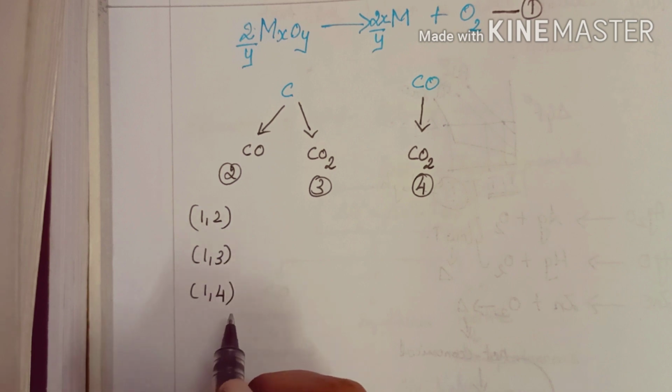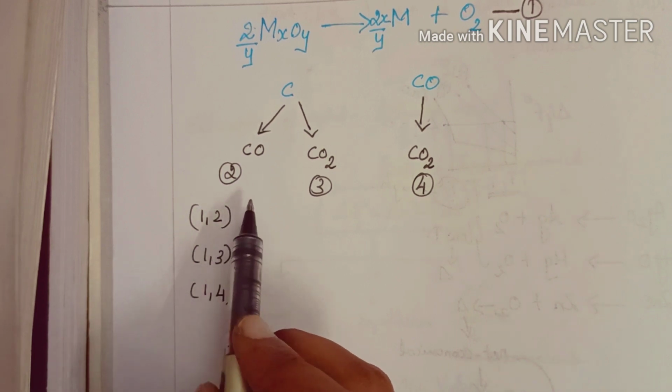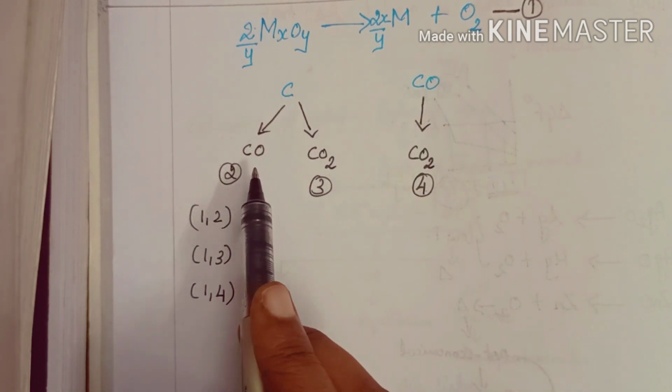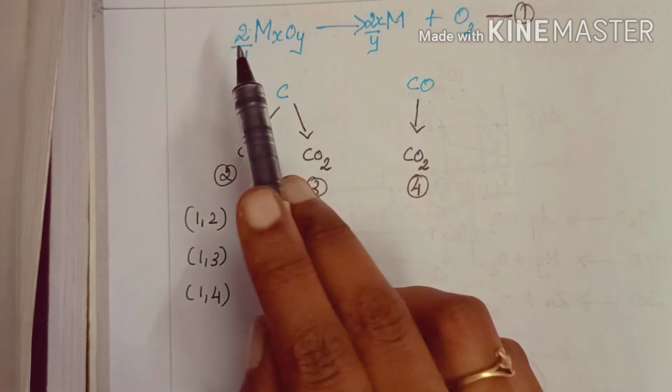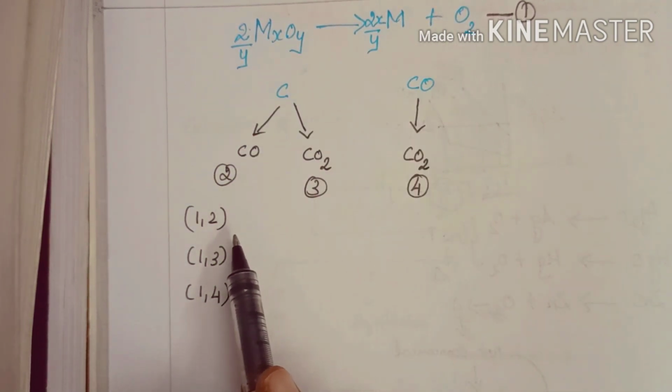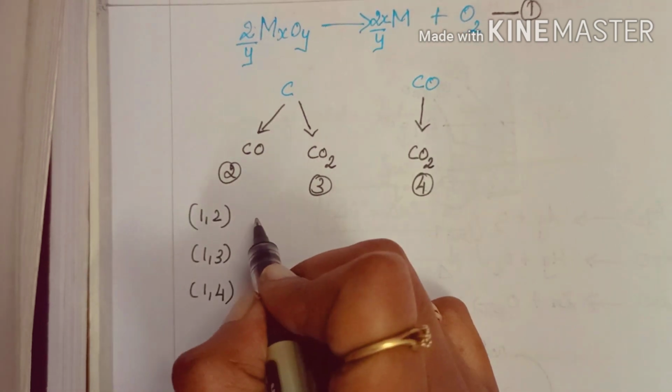All these are redox reactions. Why is it a redox reaction? Because both oxidation and reduction take place. So here carbon gets oxidized and here the metal oxide gets reduced. So you should take the delta G value of the redox reaction, so the net reaction.